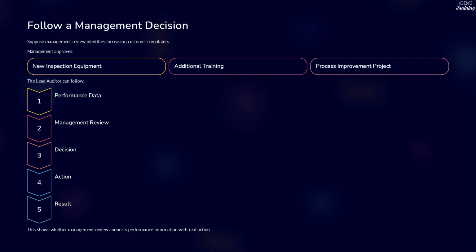Suppose management review identifies increasing customer complaints. Management approves actions like new inspection equipment, additional training, and process improvement projects. The lead auditor can trace the decision, action, and result to ensure real action follows the review.